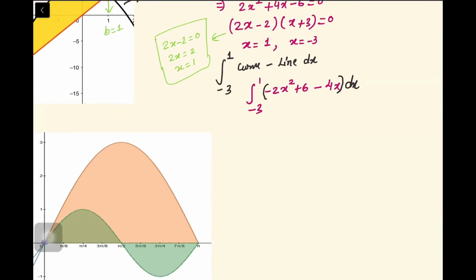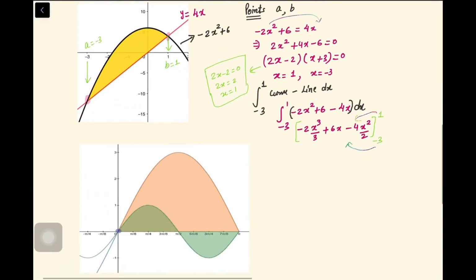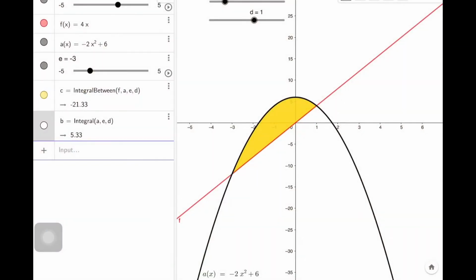Okay, now let's take one trigonometric example. You can see some calculation over there that I'm doing for you, but you should be able to perform these calculations yourself. The limit is minus 3 to 1. Plug in 1 first and then subtract the values from minus 3. You can see from this GeoGebra, you can try to confirm your answers.